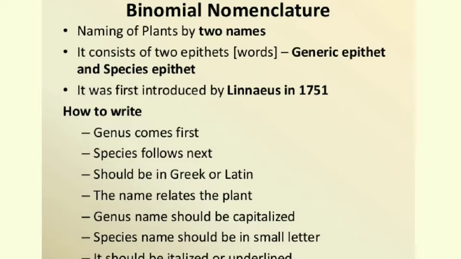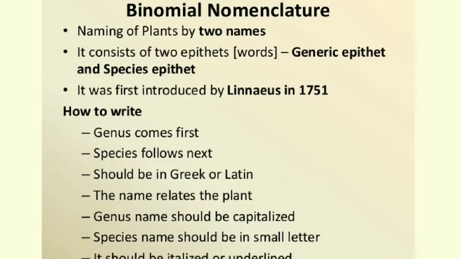Both words should be of Greek or Latin origin, and the names should relate to the plant. The name should have the meaning of the plant. The plant character should be expressed in the name, and the genus name should be capitalized. The first letter of the genus should be capital. The species name should be in small letters. All letters of the species name should be in small letters, and it should be italicized or underlined.